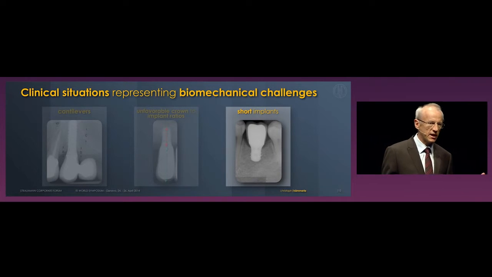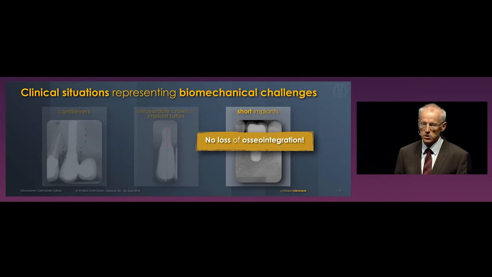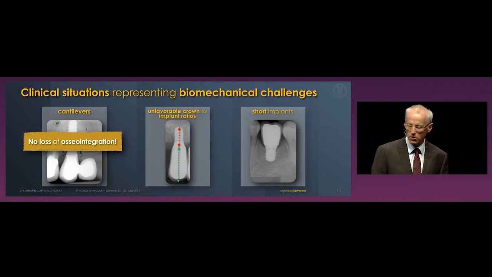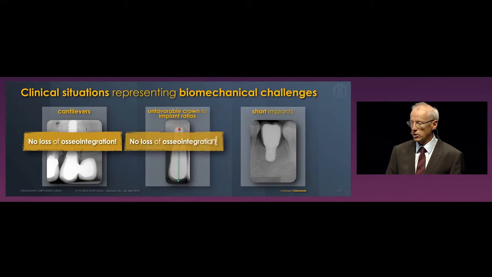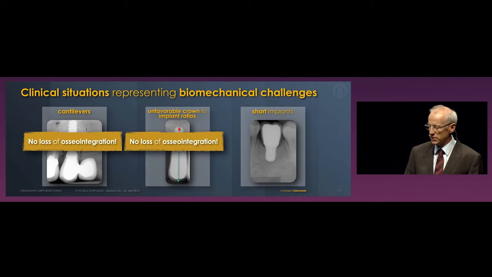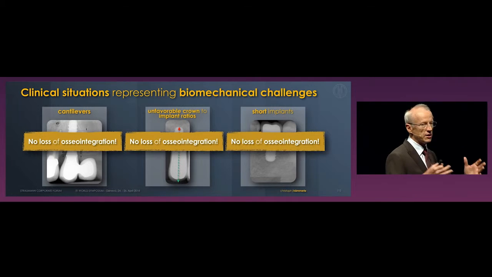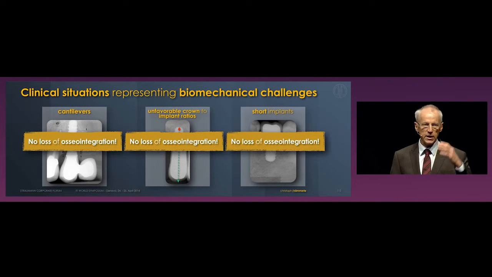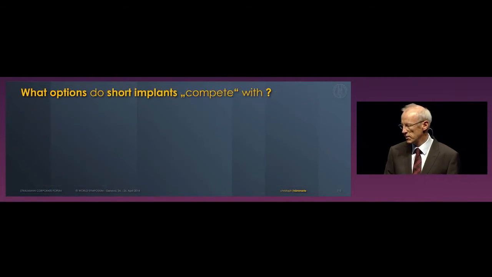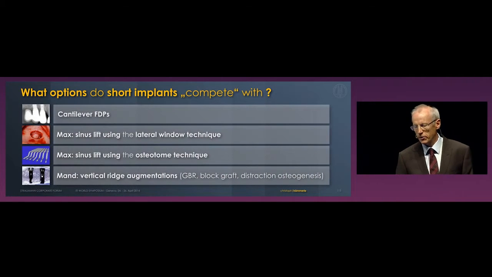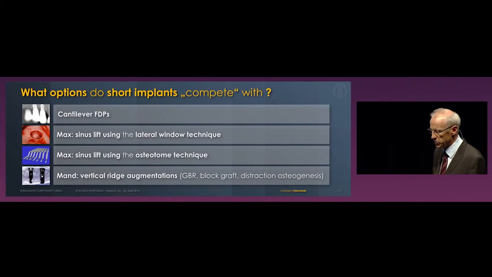So for short implants, again, we don't see loss of osseointegration as documented in the literature. If we summarize these elements: cantilevers, unfavorable crown to implant ratios, short implants, none of them show loss of osseointegration, and these are our challenging clinical situations. So my question to you then is, what are the options that we compete with that short implants do?